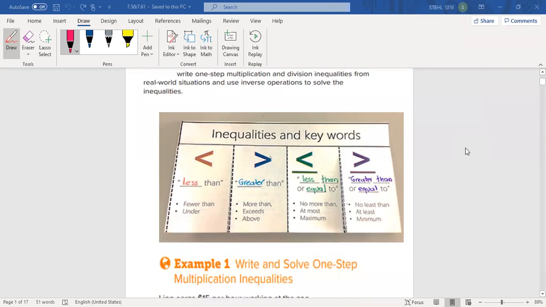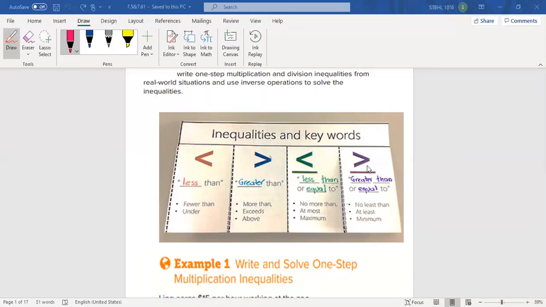First one is less than, which is indicated by a lot of words like less than, fewer than, under. The second one, greater than, or more than, exceeds, above. These keywords will help us to determine which inequality we will use to write the inequality from a word problem. Third one, less than or equal to, or no more than, or at most, or maximum. Do you remember, grade 7?